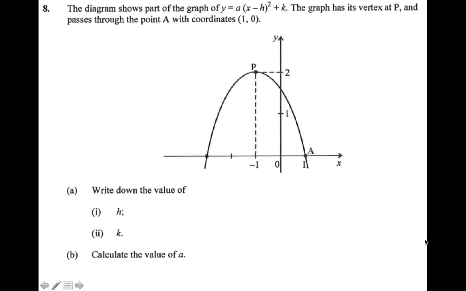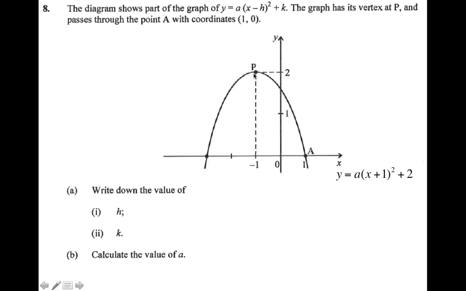Number 8, all right. This is a very easy problem, at least part A is very easy. You look at this parabola that's given to you. It says the diagram shows part of a graph of this quadratic. It's given to you in vertex form. The graph has its vertex at P, and passes through point A, so it passes through this point. And the coordinates of A are (1, 0). Okay, great, that makes sense.